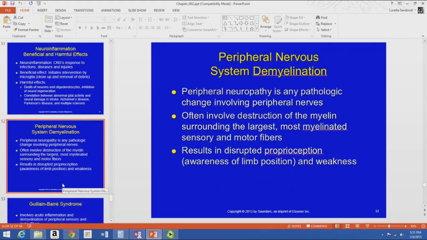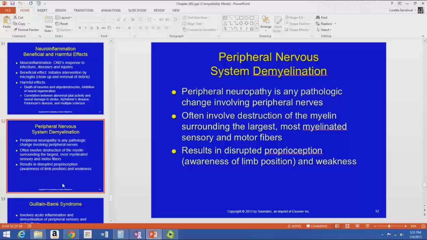The 2 diseases that we're going to talk about in this chapter are both demyelination diseases. In the peripheral nervous system, peripheral neuropathy is any pathologic change involving a peripheral nerve, so it's a pretty vague term. Often peripheral neuropathies involve destruction of the myelin sheath, especially in the largest, most myelinated sensory and motor fibers. So they result in disrupted proprioception and weakness.